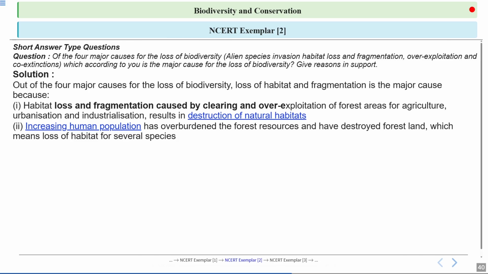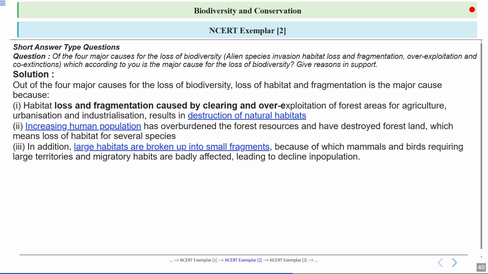Now, increasing human population has put too much pressure on forest resources, leading to deforestation and loss of forest land. This destruction removes the natural homes of many species, causing a decline in their populations and threatening biodiversity, as forests are crucial for the survival of various plants and animals.